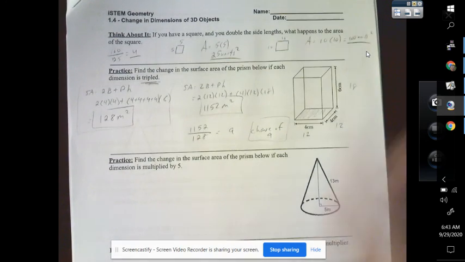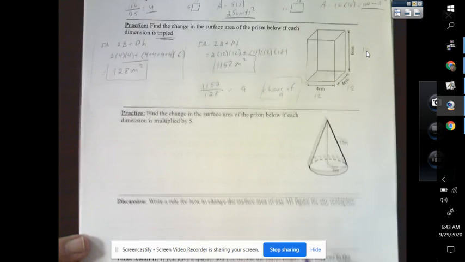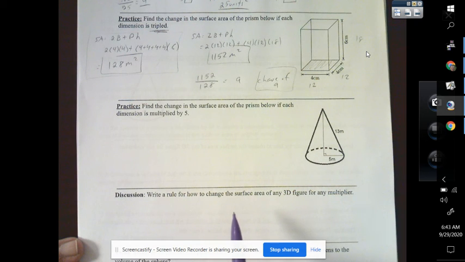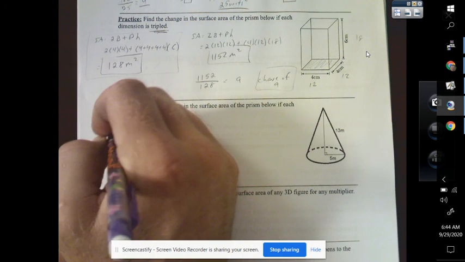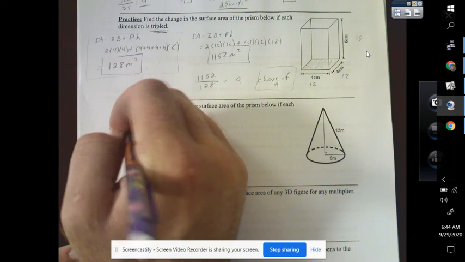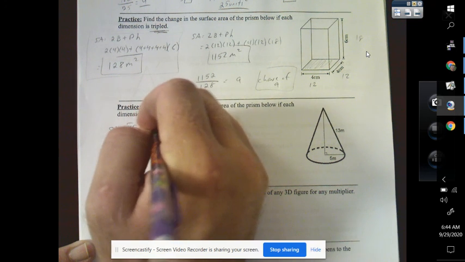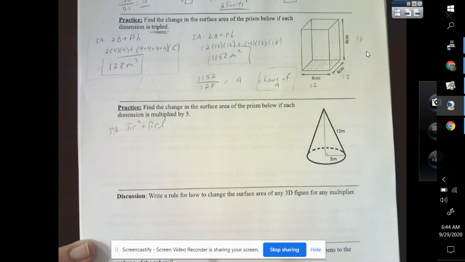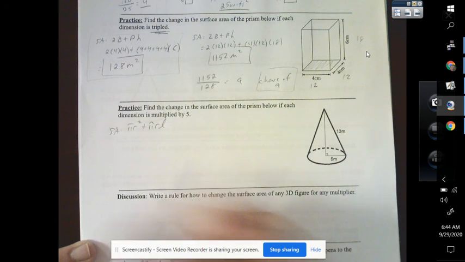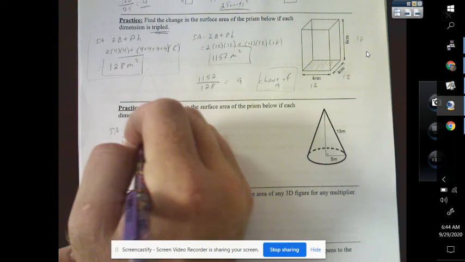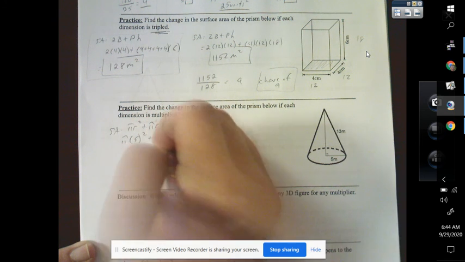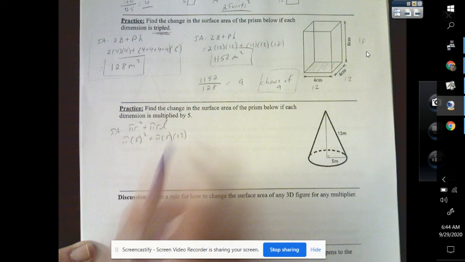Now let's take a look at another example. It's all going to come into place here soon enough. Find the change of surface area of the prism below if each dimension is multiplied by 5. So for this one, surface area is pi r squared plus pi r l, where l is the slant height. For my first one, we've got pi, 5 is my radius, and my slant height is 13. A little bit of mental math here.